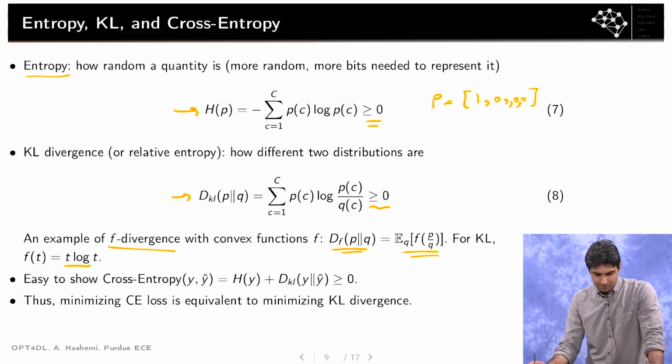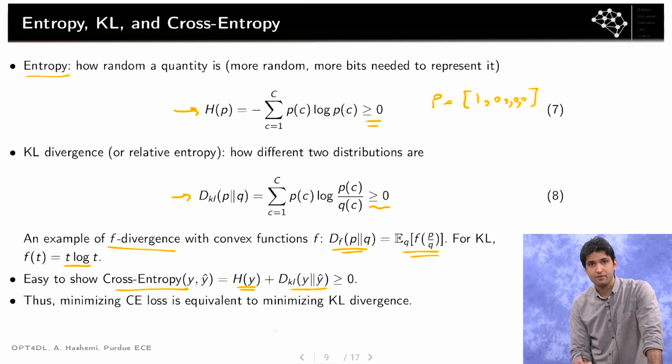Now, by looking at the expression for the entropy and the KL divergence, and also reminding ourselves of the definition of the cross entropy loss, it's actually very simple to show this relation: the cross entropy is the entropy of y plus the KL divergence between y, the labels we get from the training data, and y hat, the predictions.